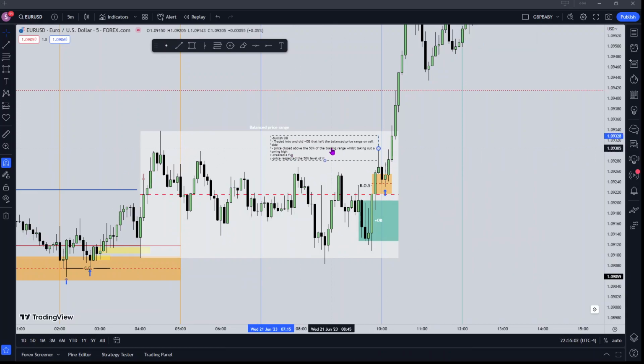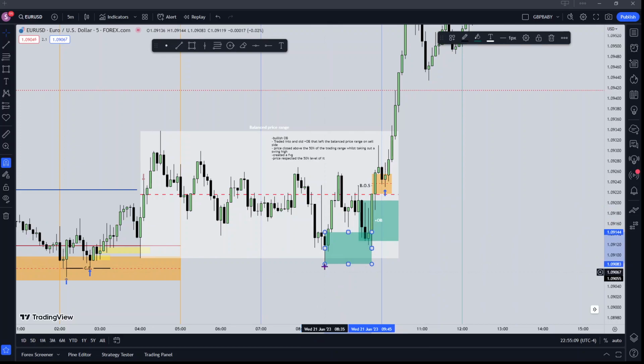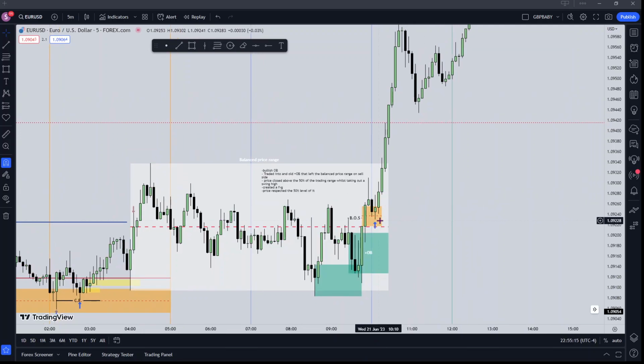Here's the old bullish order block I was referring to here that left the range. You see, took out the sell side. So what we're going for now, buy side. That's what we have. So let's say we entered here, trade higher, higher, higher.